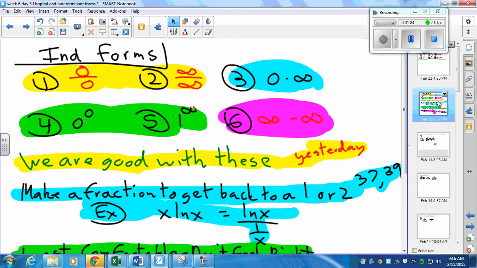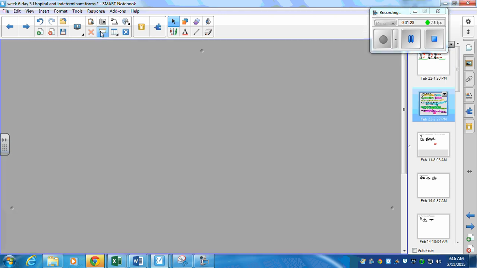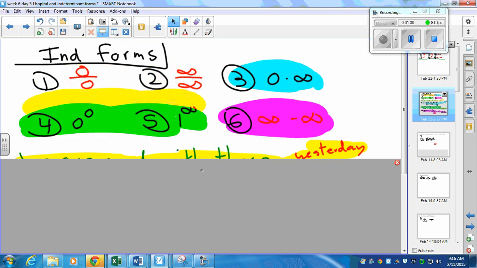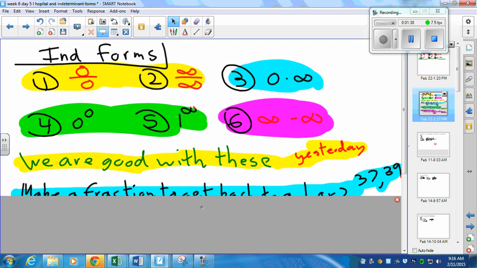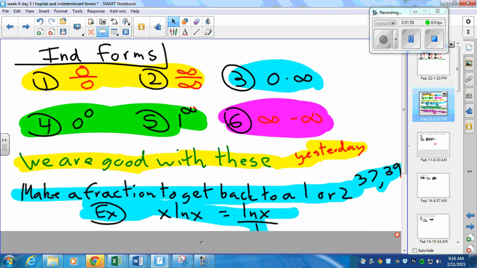This page here might look like chaos to you. You'll see this page again at the end of the notes for today. But I just wanted to try and color coordinate the ideas for you guys. Yesterday we did 1 and 2, and you should be okay with those. You're going to have some warm up here in a second to practice those. 3, we're going to make a fraction. I'll teach you how to do that today. And then it will look more like 1 and 2.